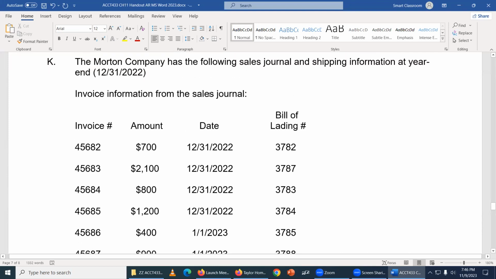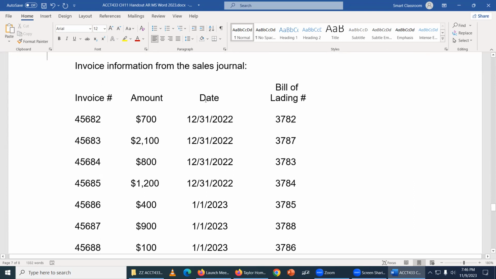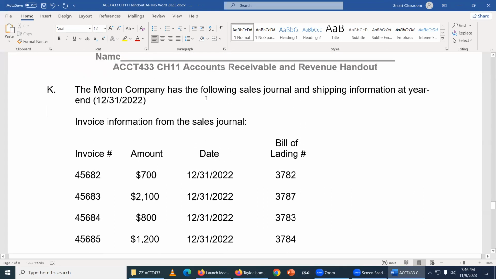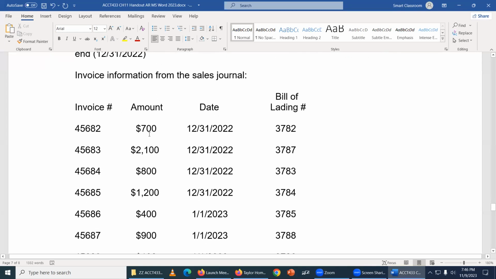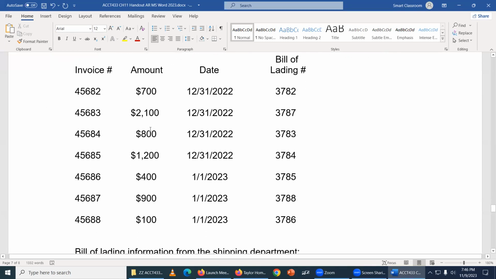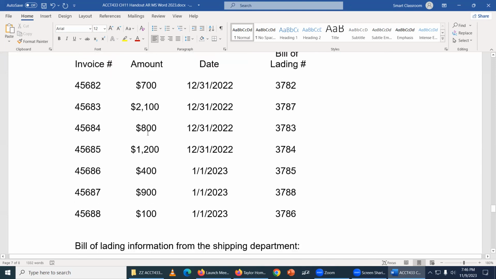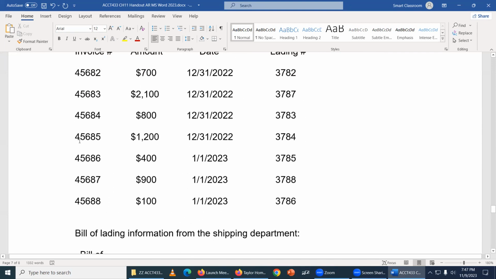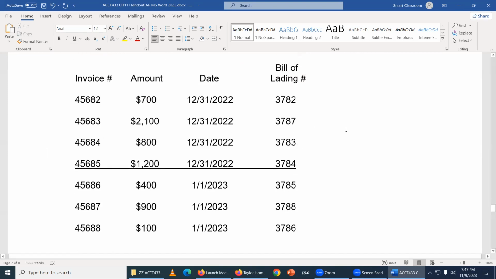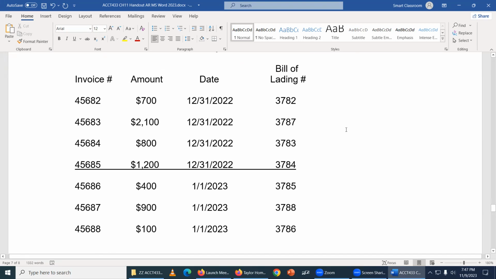So here we have invoice information for the year end 12/31/22. And here's a sales journal. So this is the cutoff that they're using. It looks like down to 12/31, they'll say is in 2022, and 1/1 will be in 2023. So there's our cutoff for the sales journal.